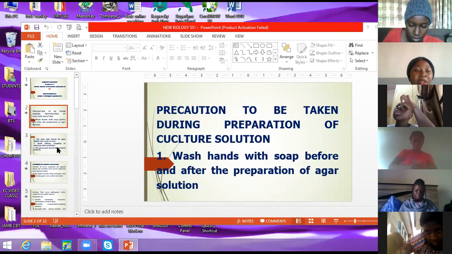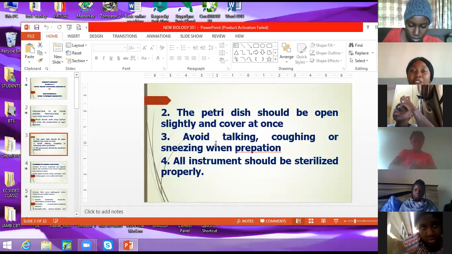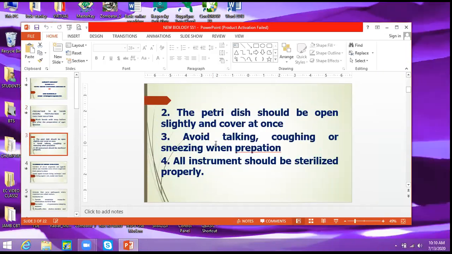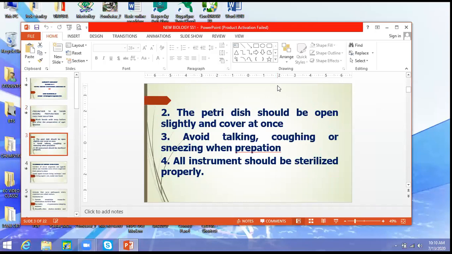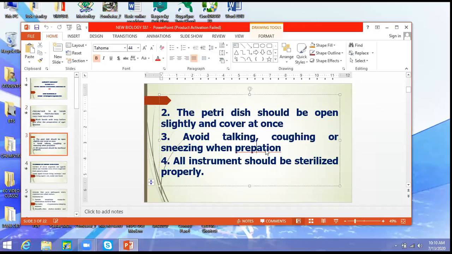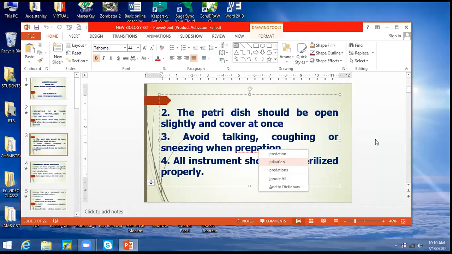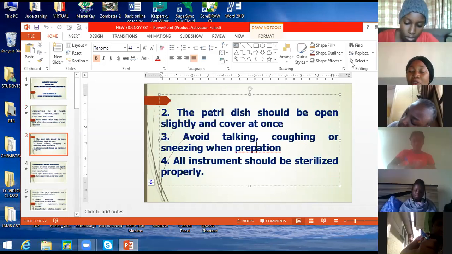Now, what else? Number 2, the Petri dish. The Petri dish should be opened slightly and covered at once. You don't leave your Petri dish open, so as to prevent unwanted other microorganisms.